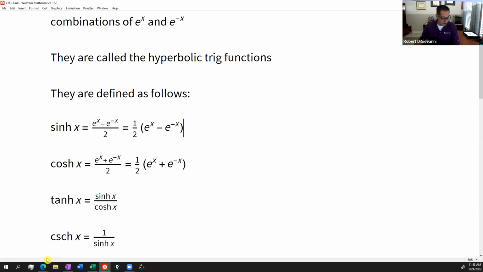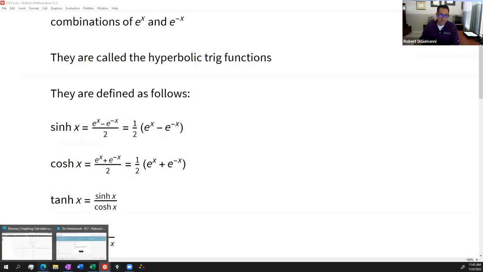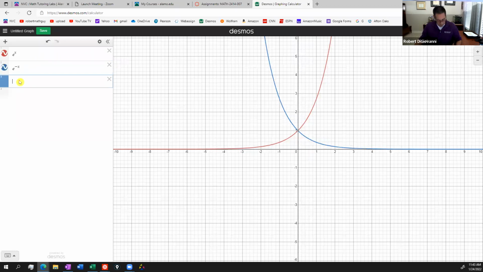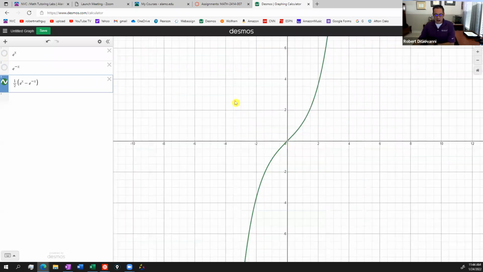Let's go look at it. You want to go see what it looks like? Remember, all that's in your notes, so you don't have to sit here and copy all this down. I'm going to do 1/2, and then e to the x minus e to the negative x. And that's it. That is the sine hyperbolic function.